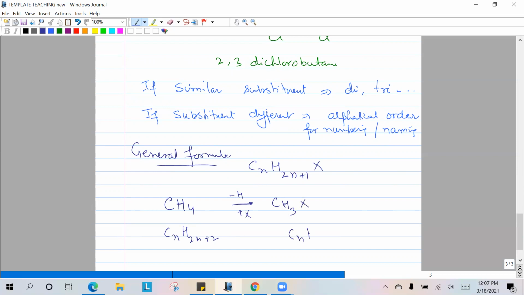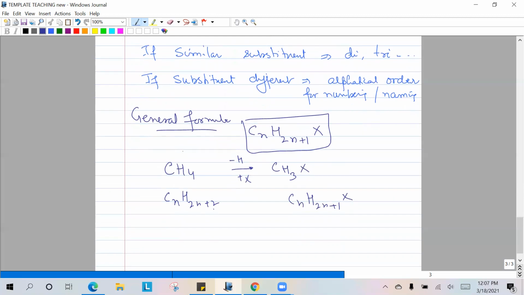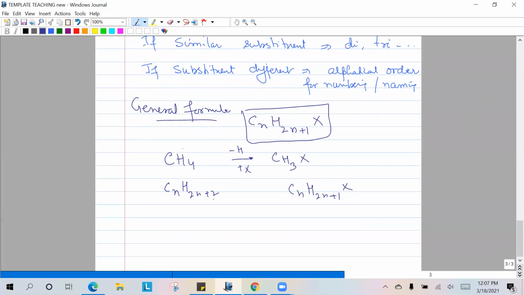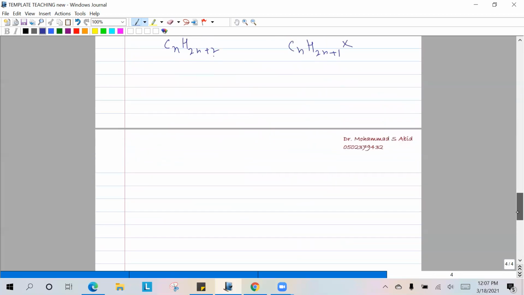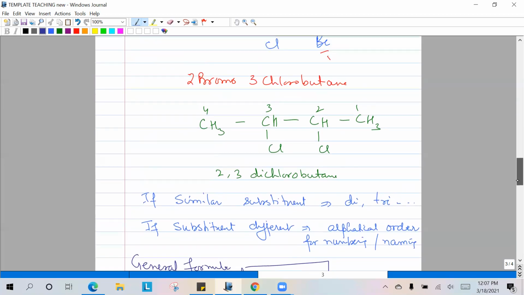So its general formula is CnH2n+1, because instead of 2n+2, you have removed one of the hydrogens and are putting X. So that's why the general formula for the haloalkanes is this. So right now you have learned how to write down the names. Skeletal formula and structural formula should not be a difficult thing.